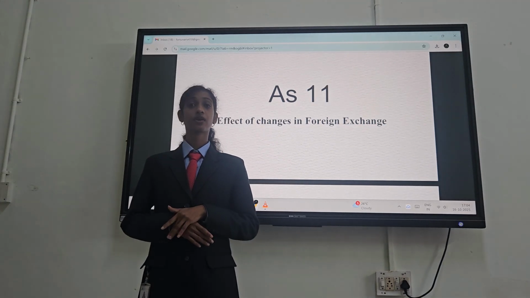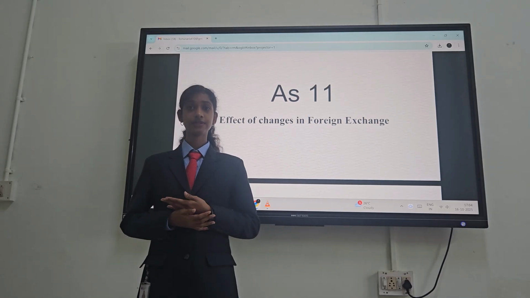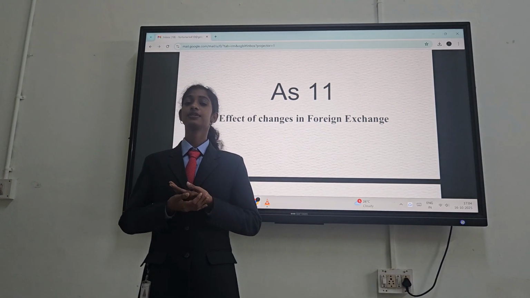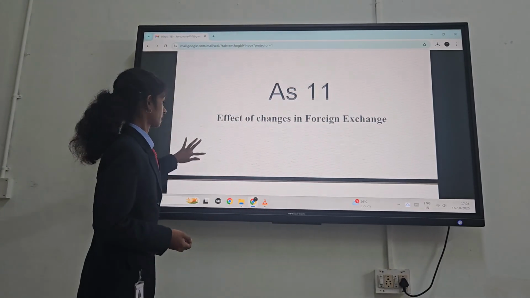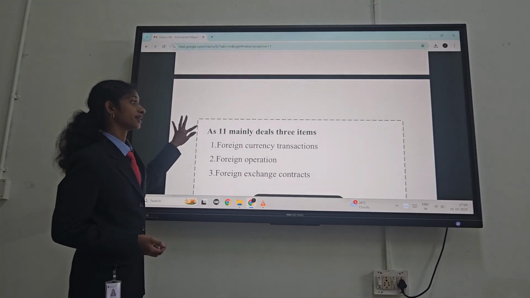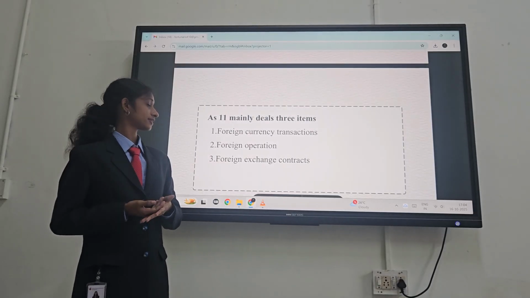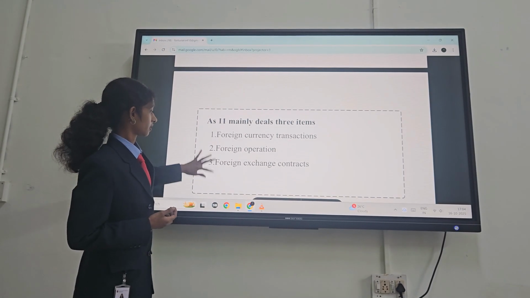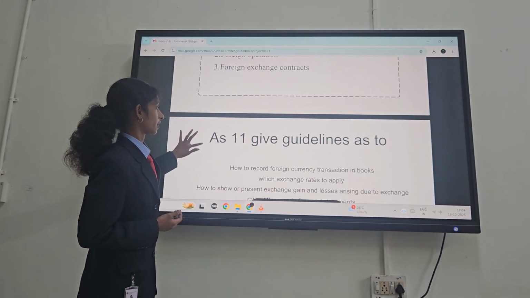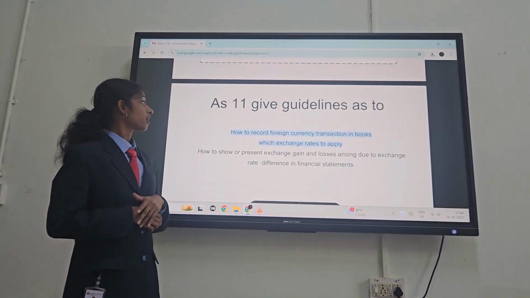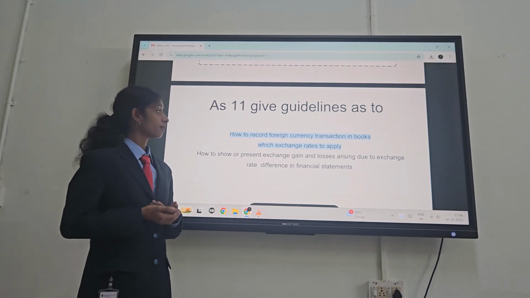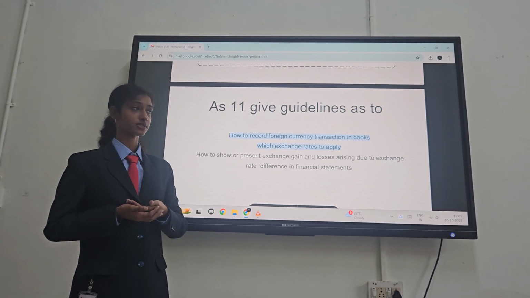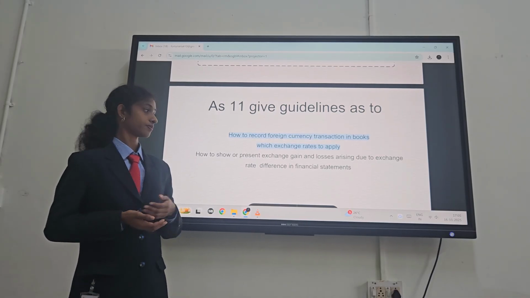Today I'm going to discuss accounting standard 11. This standard tells how to handle gains or losses when the exchange rate changes. AS-11 mainly deals with three items: foreign currency transaction, foreign operations, and foreign exchange contracts. AS-11 gives guidelines on how to record foreign transactions in the books when exchange rates change, how to show or present exchange gains and losses, and which exchange rate to apply.